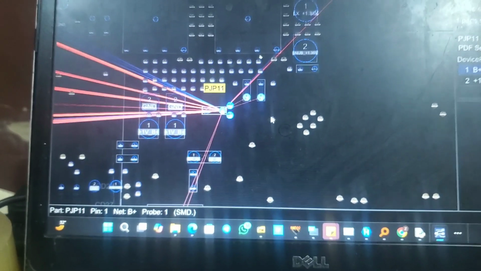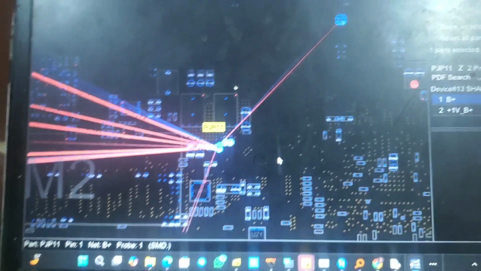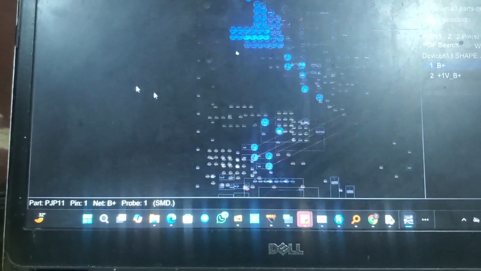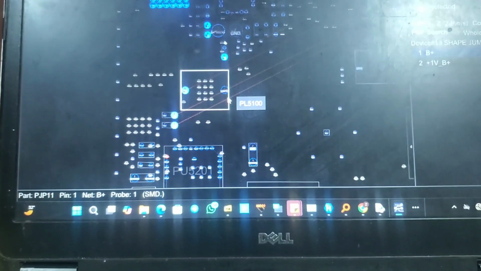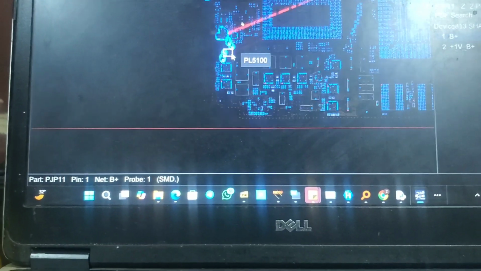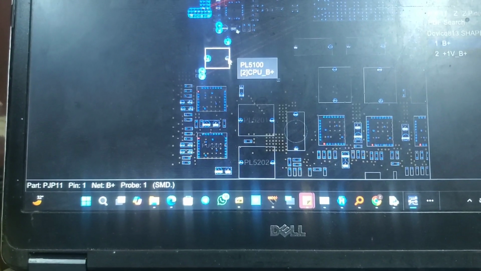So in doing this one after the other, I got to here. All right, I got to this. I was able to get the source of the problem, and I was actually right. It comes from the CPU. This right here, PL5100. Yes, this PL5100. Yeah, from this part.